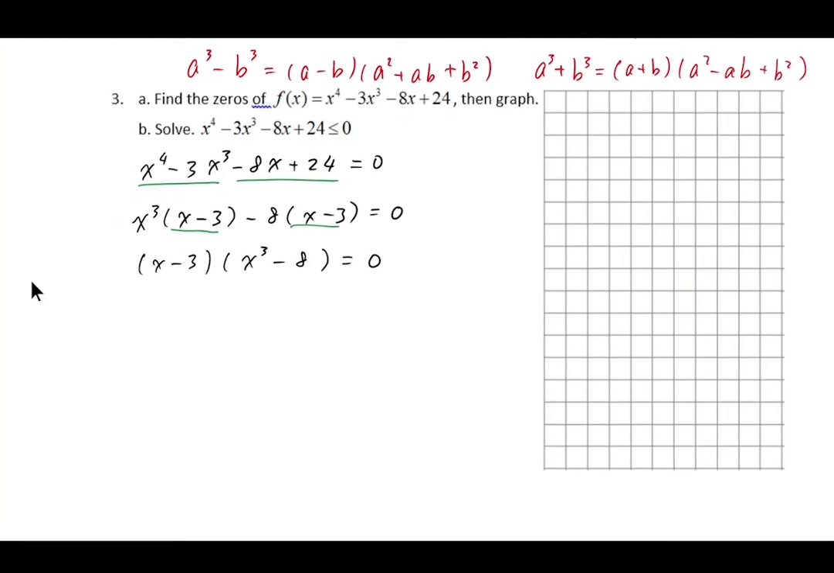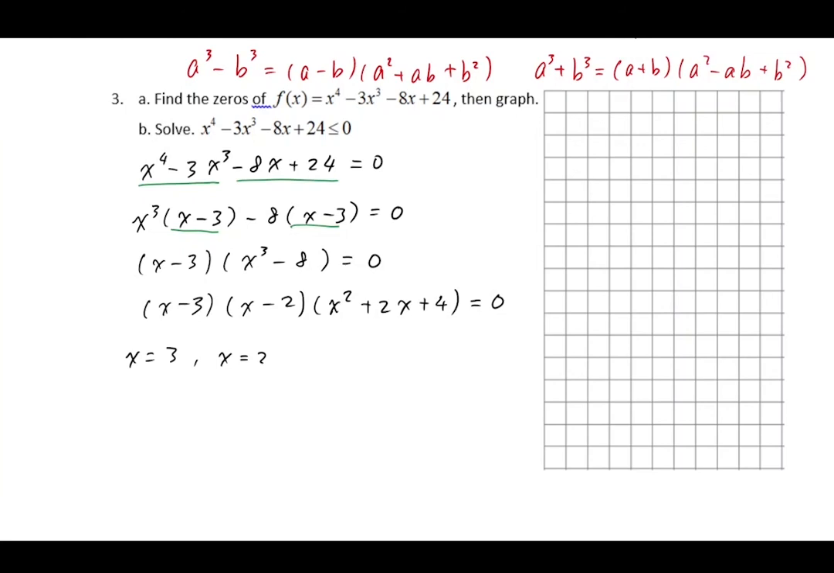So this thing factors with x minus 3 here, and then x minus 2. See here, our b cubed is equal to 8, so our b is equal to 2. So x minus 2, and then a squared, a is x, so x squared, now times ab. So that is 2x, and plus b squared, plus 4 is equal to 0. Okay. Now, so far we have x is equal to 3, x is equal to 2, and what about this?